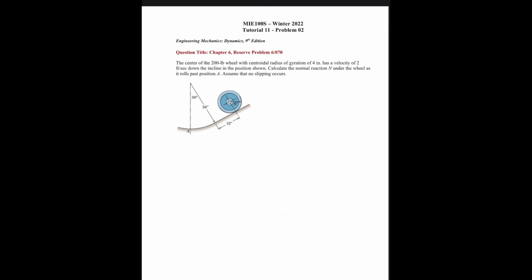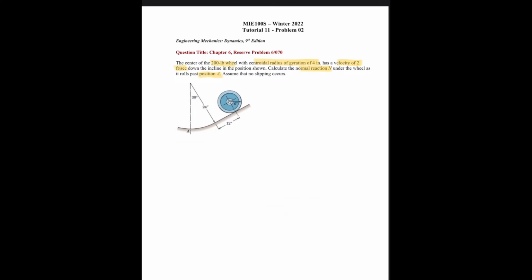Now for the second question, it says here that the center of a 200-pound wheel with centroidal radius of gyration of 4 inches has a velocity of 2 feet per second down the incline in the position shown. Calculate the normal reaction N under the wheels as it rolls past position A. Assume that no slipping occurs.